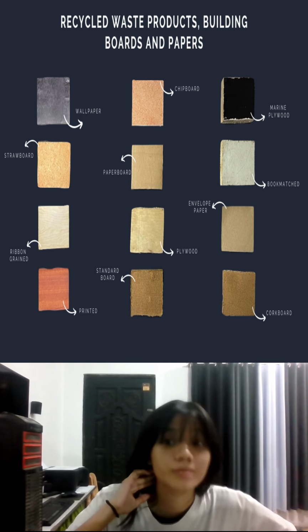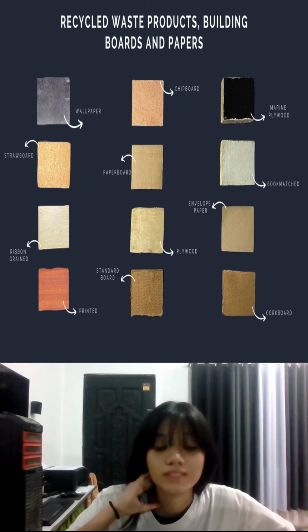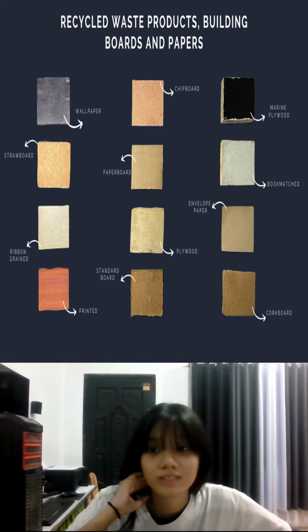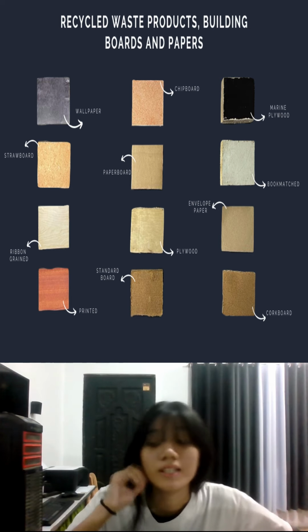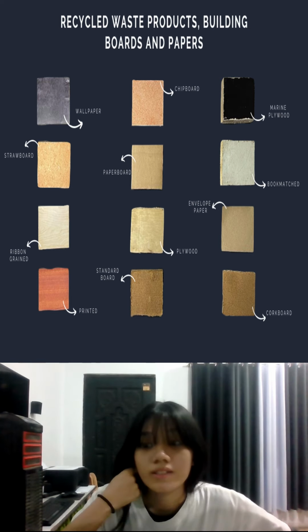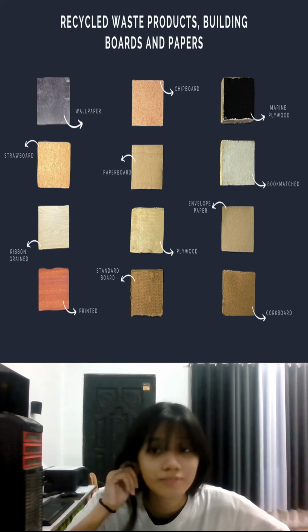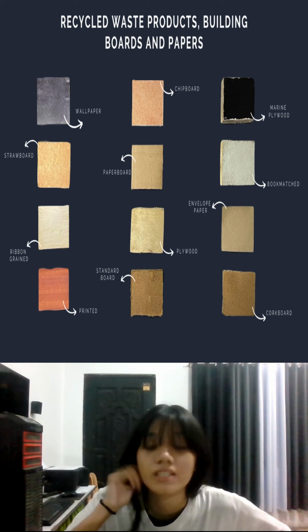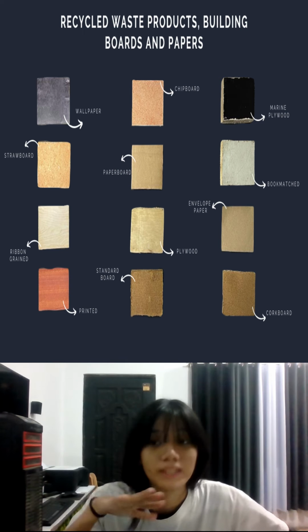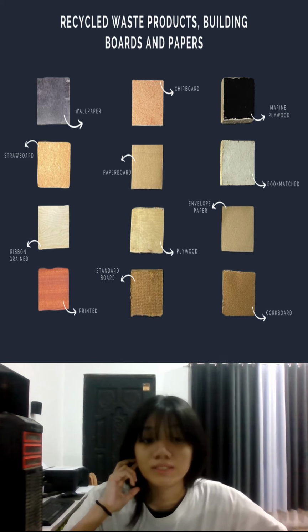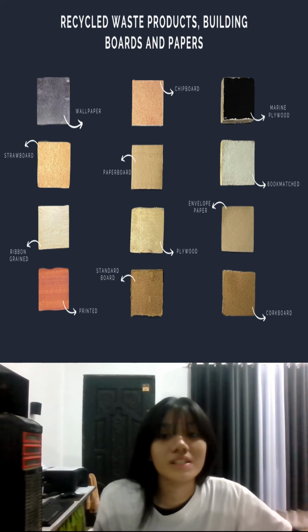Recycle-based products, building boards, and papers. So, an introduction to building boards. Building boards are a group of sheets of building materials, often faced with paper or vinyl, suitable for use as a finished surface on walls, ceilings, and many more. This group of boards are all flat, relatively thin in section, and have been made to standard sizes, usually 4 feet by 8 feet. So these building boards are made of several materials and used for a variety of purposes.